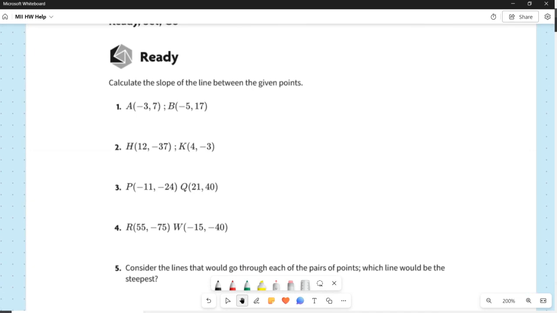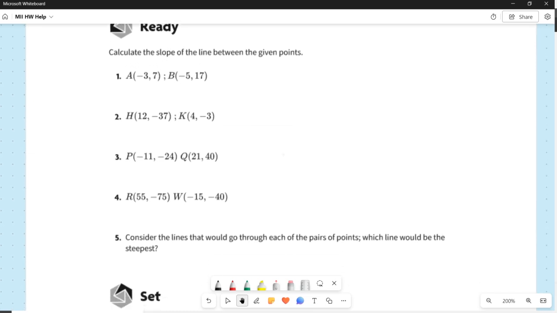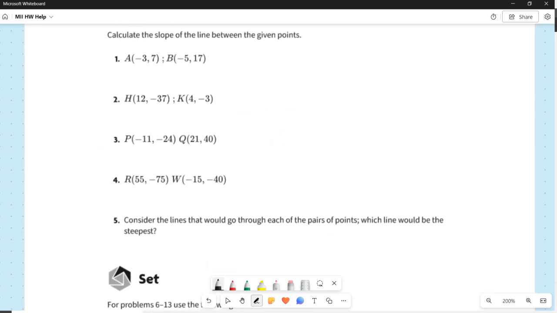As usual, we'll be starting with the Ready section. Directions here say, calculate the slope of the line between the given points. So for number 1, we are given the xy coordinates for 2 points. We want to know the slope between them.